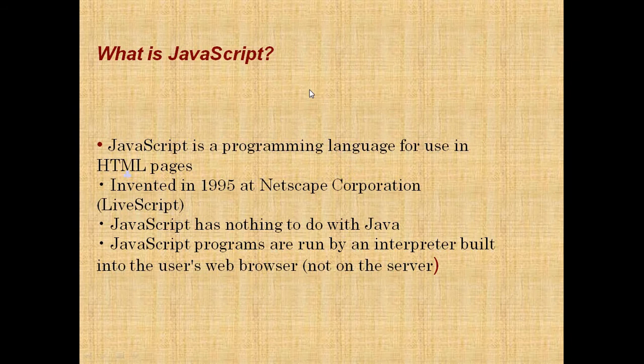So what is JavaScript? It is a programming language which is used with the HTML pages. It was first invented in 1995. As the name is JavaScript, but it has nothing to do with Java. So if you think that you have to first understand Java, no, it's wrong. JavaScript programs are run by the interpreter built into the user's web browser, not on the server.